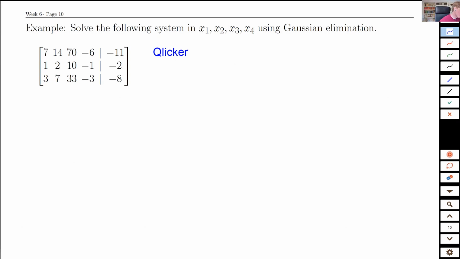I'll skip the clicker question for this one. It was the number of equations and number of variables. Here we're actually given a hint, that there are 4 variables and there are 3 equations, one for each row.